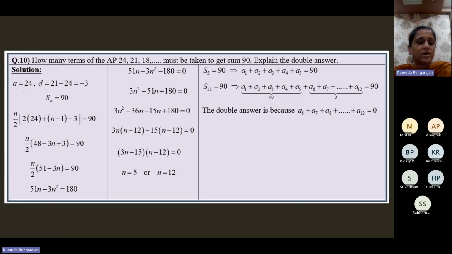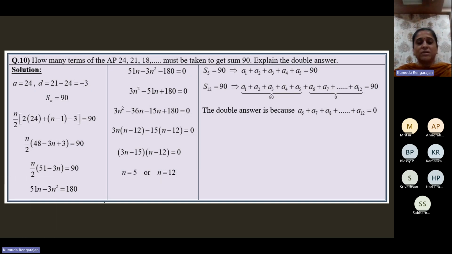So after writing the value of A and D, it's given Sn, sum 90. Sn is 90. So you know the value of A, you know the value of D. Put them in this formula. You get a quadratic equation. Solve and find the values for n. Both are acceptable. If it was 5 by 2, then you will reject this and you will say n is only 12.